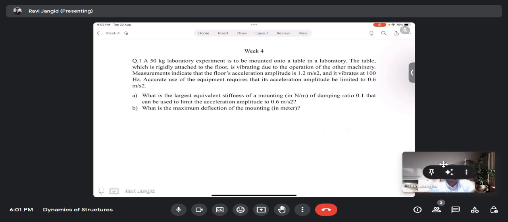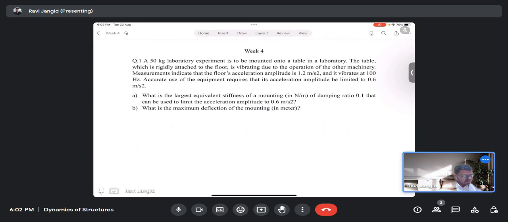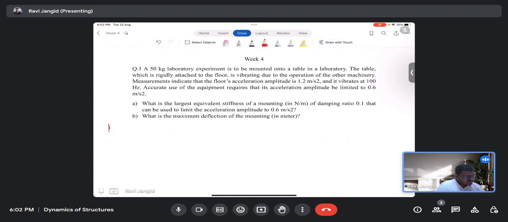Yes, sir, visible. Okay. So we will solve two types of problems. The first type is mainly problems related to transmissibility. Okay, so let us start one by one and go through the questions.